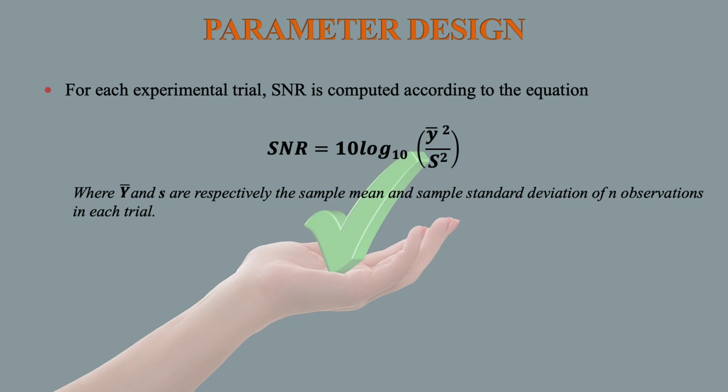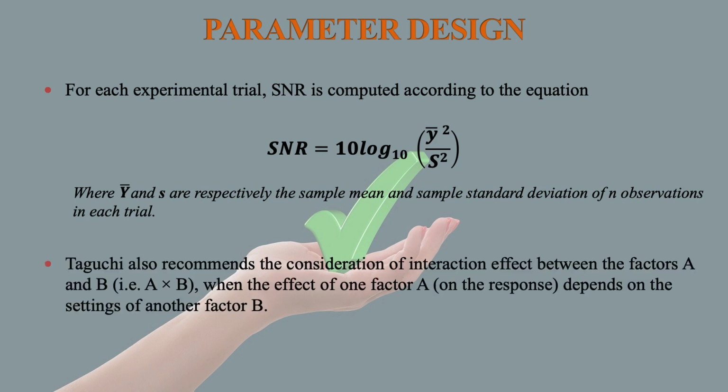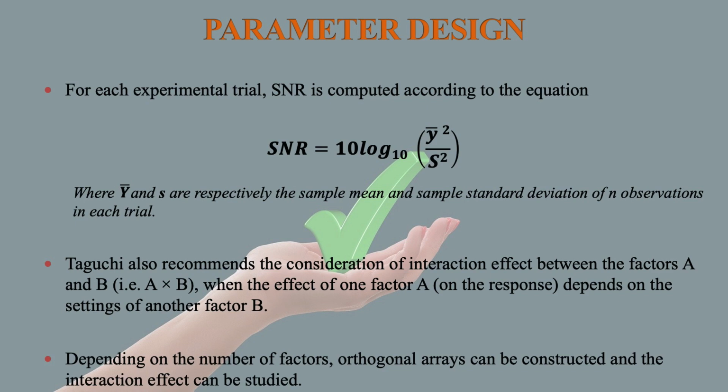Here, y bar and s are respectively the sample mean and sample standard deviation of n observations in each trial. Taguchi also recommends the consideration of interaction effect between the factors A and B, that is A into B, when the effect of one factor A on the response depends on the settings of another factor B. Depending on the number of factors, orthogonal arrays can be constructed and the interaction effect can be studied.